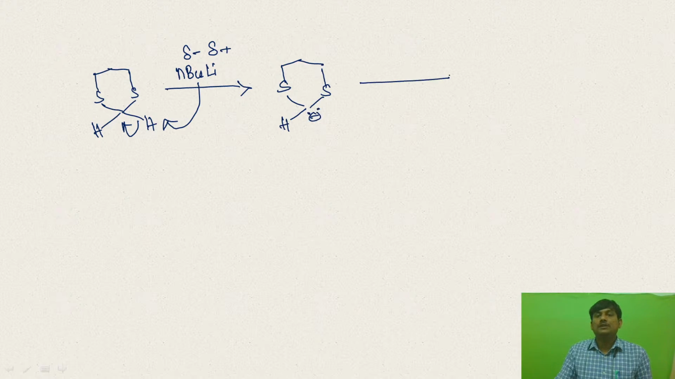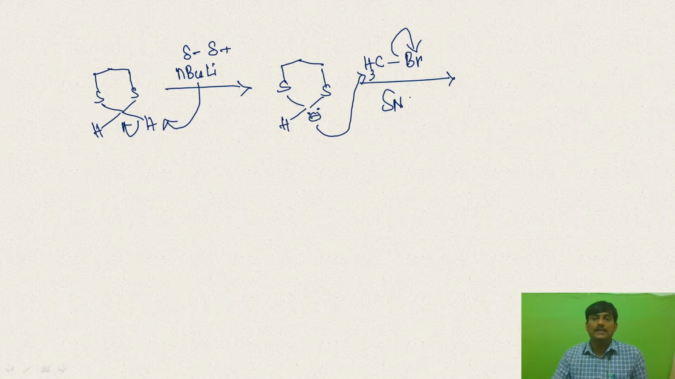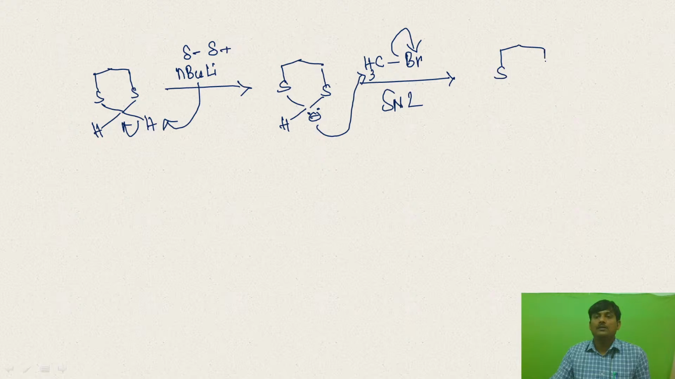Okay, when you treat with, let's take an alkyl halide, CH3Br, this nucleophile attacks the methyl group. There is a nucleophilic substitution reaction, an SN2 type of nucleophilic substitution reaction takes place, and here there is a formation of monosubstituted, or methyl substituted, 1,3-dithiane.